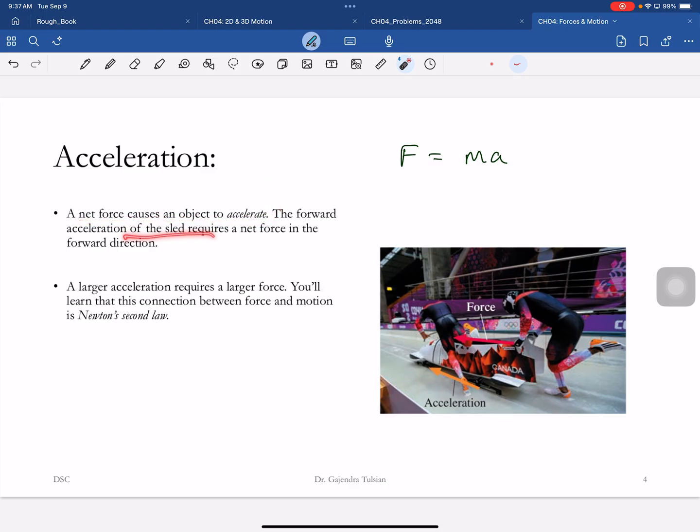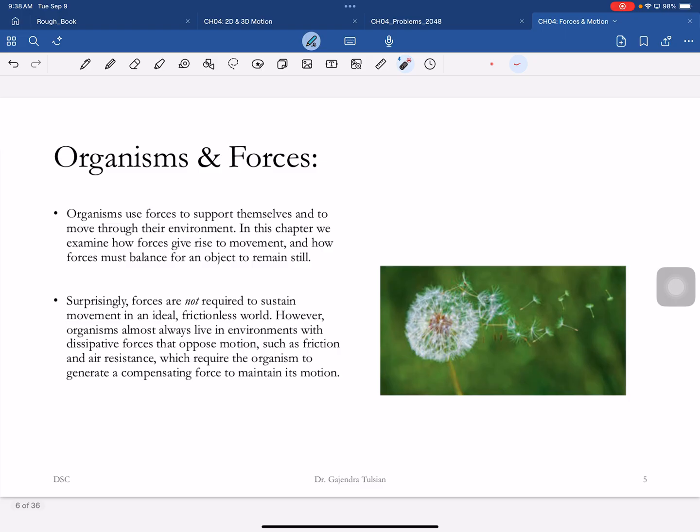The forward acceleration of the sled requires a net force in the forward direction. If you want it to accelerate in that direction, you have to apply a force in that direction. Now this equation also tells you the following. If you want to make this bigger for a given object, what do you have to do? You have to apply a larger force. So a larger acceleration requires a larger force. And that's what Newton's second law states. Okay, so we'll come to that.